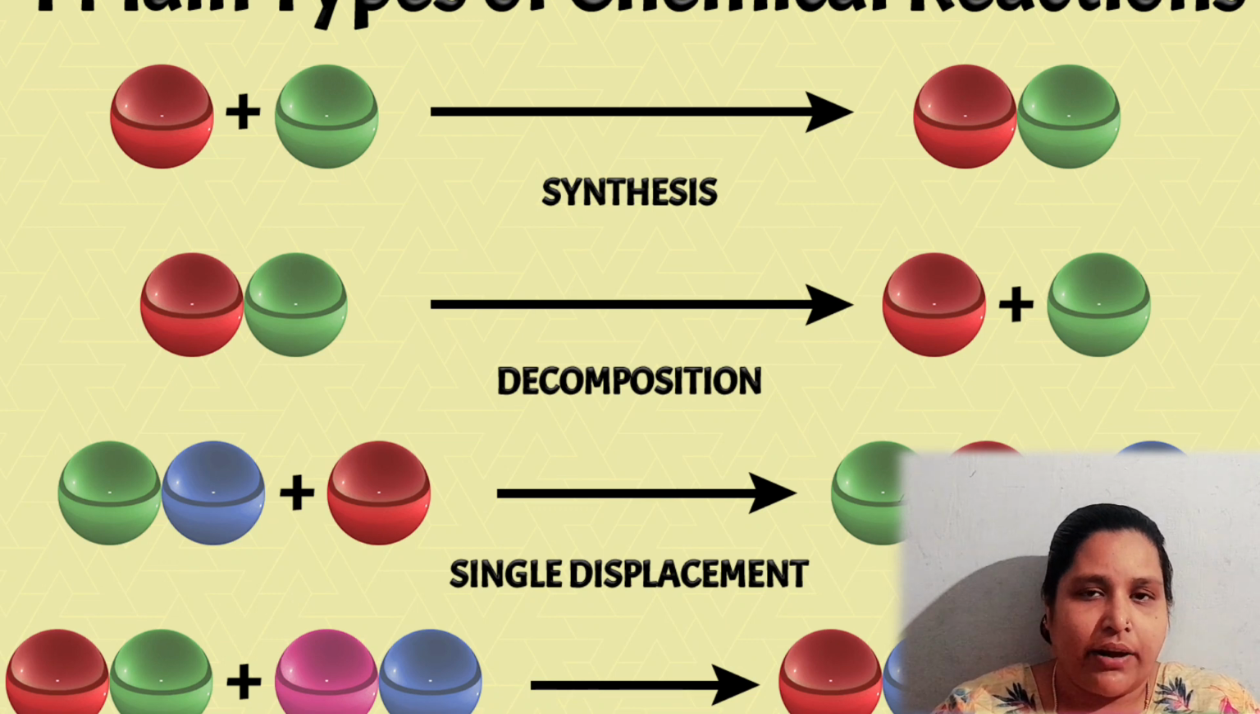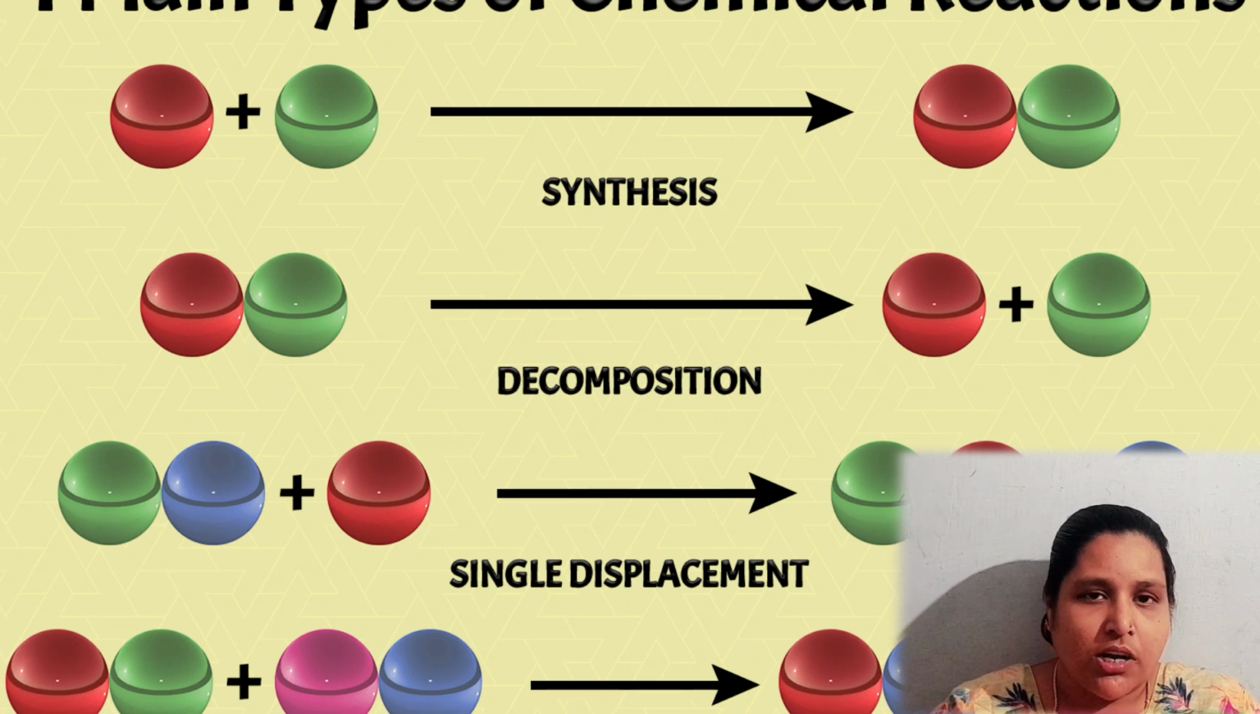How can we identify an acid and a base? We can identify acids and bases through some indicators. The indicators are of two types: natural and artificial. The natural indicators are litmus paper, red cabbage and China rose petal.